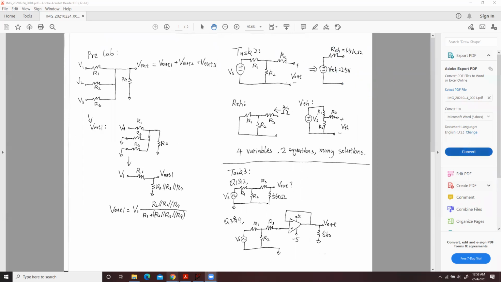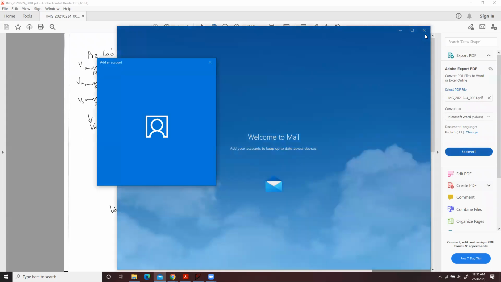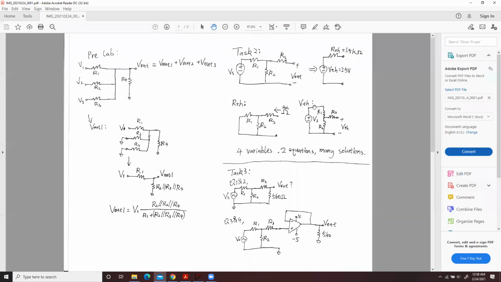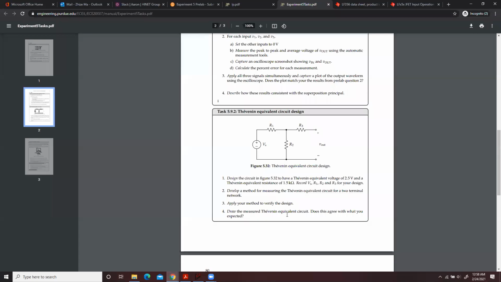Then you need to write down your method in here. What you want to do is write down a step-by-step method that any other student in this class can follow easily. So that's question 2.